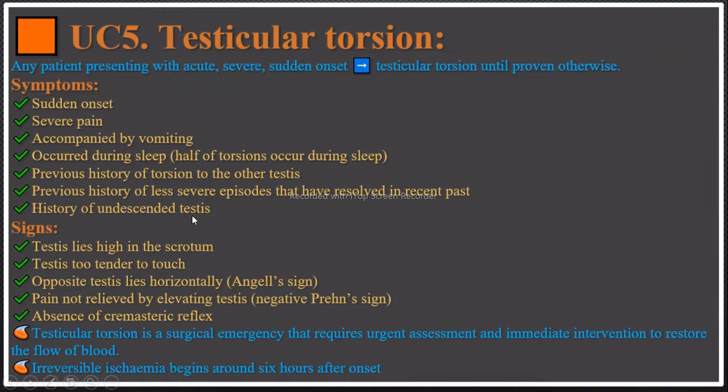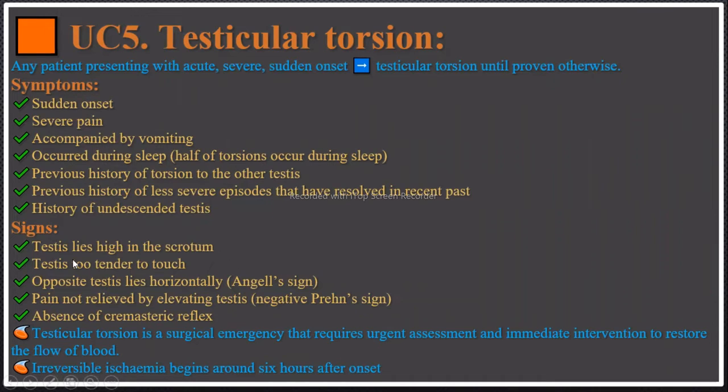History of undescended testis. Any patient, for example 1 year old, in the scenario or in practice with an undescended testis has testicular torsion risk. If they mention the patient doesn't have a testis after birth, or he has one testis, so he has an undescended testis and the most likely diagnosis is testicular torsion until proven otherwise.